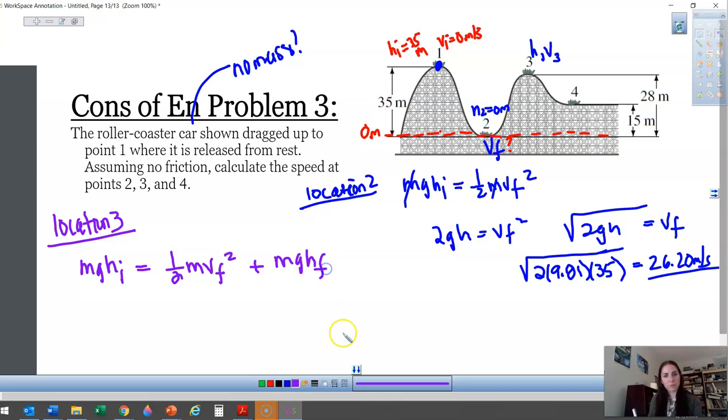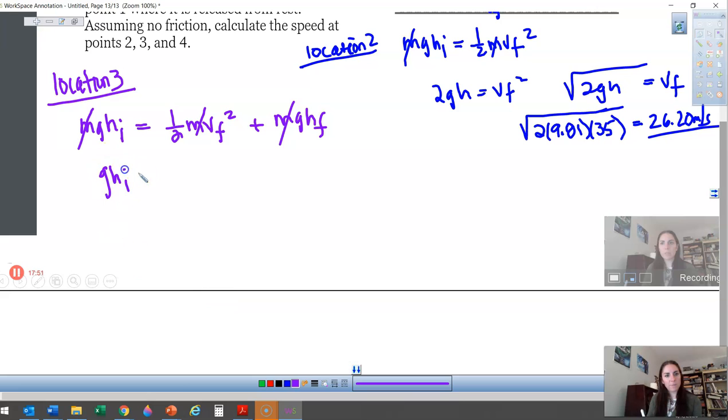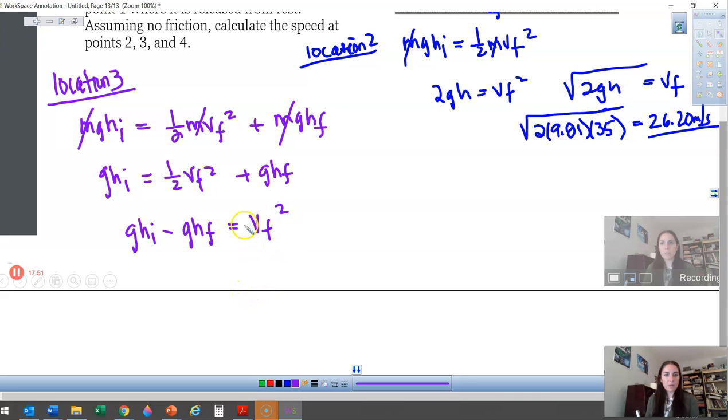So this is where it's a little different now, because now I have height here. It's different than here. This is 35 and this is 28. But it's there. Now the good news, masses still cancel. So I'm left with gH_i equals 1/2 v_final squared plus gH_f. So if I want to solve for v_f, I can move that whole term over. gH_i minus gH_f equals 1/2 v_final squared. There we go.